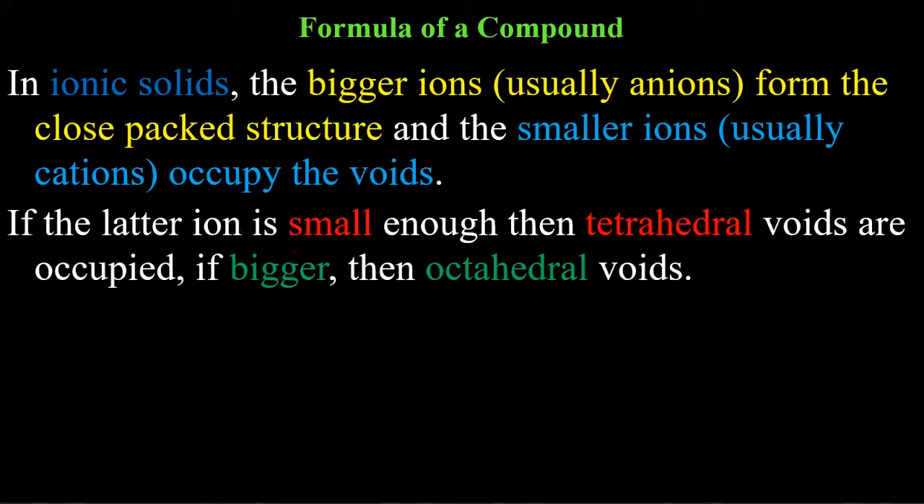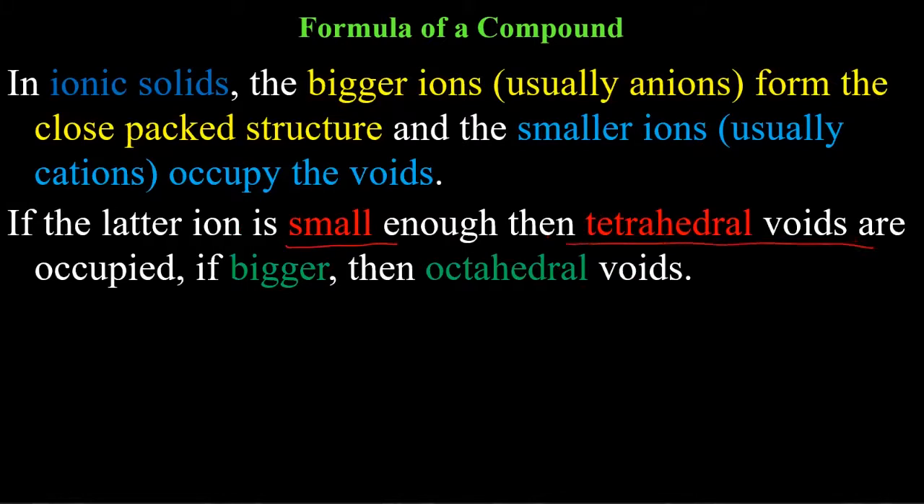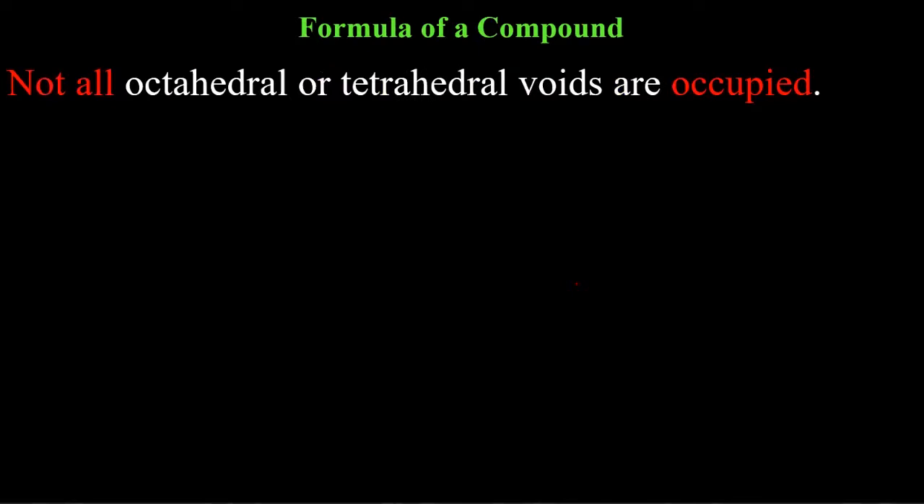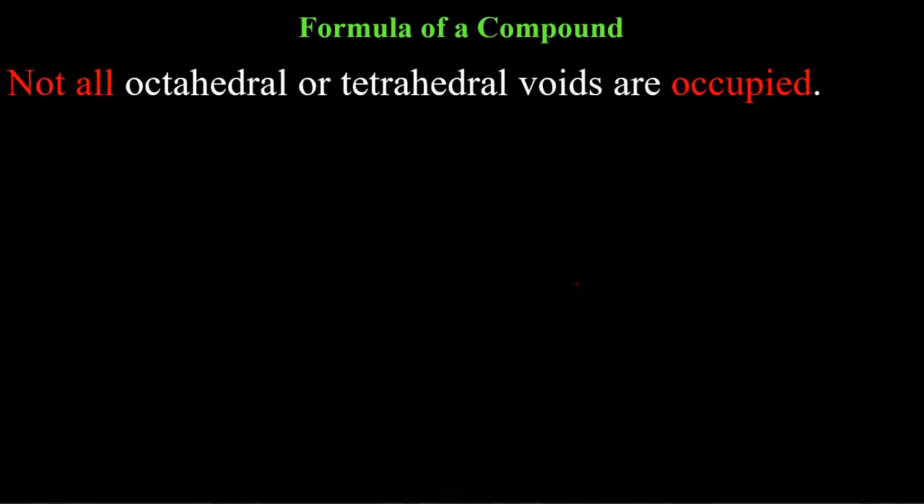So if the cation is small enough, then tetrahedral voids are occupied. If bigger, then octahedral. That's what I said. If the cations are very small, they will go to tetrahedral. If they can't fit in tetrahedral, then they will go to octahedral voids. Not all octahedral or tetrahedral voids are occupied.